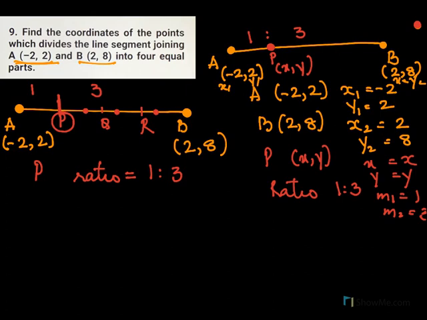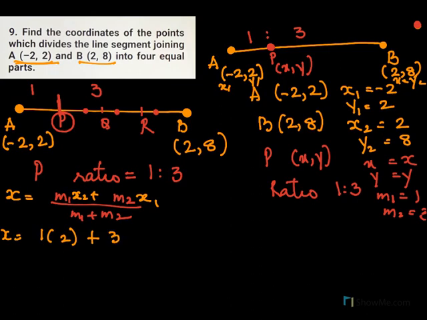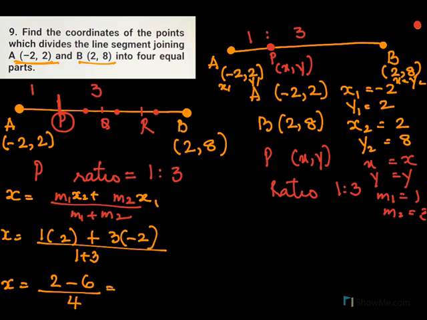Now we'll use the section formula. Your X is equal to M1 into X2 plus M2 into X1, over M1 plus M2. So your X will be equal to 1 into 2 plus 3 into -2 over 1 plus 3. We are finding coordinates of P: 2 minus 6 over 4. So that will work out to -4 over 4, and that is -1.